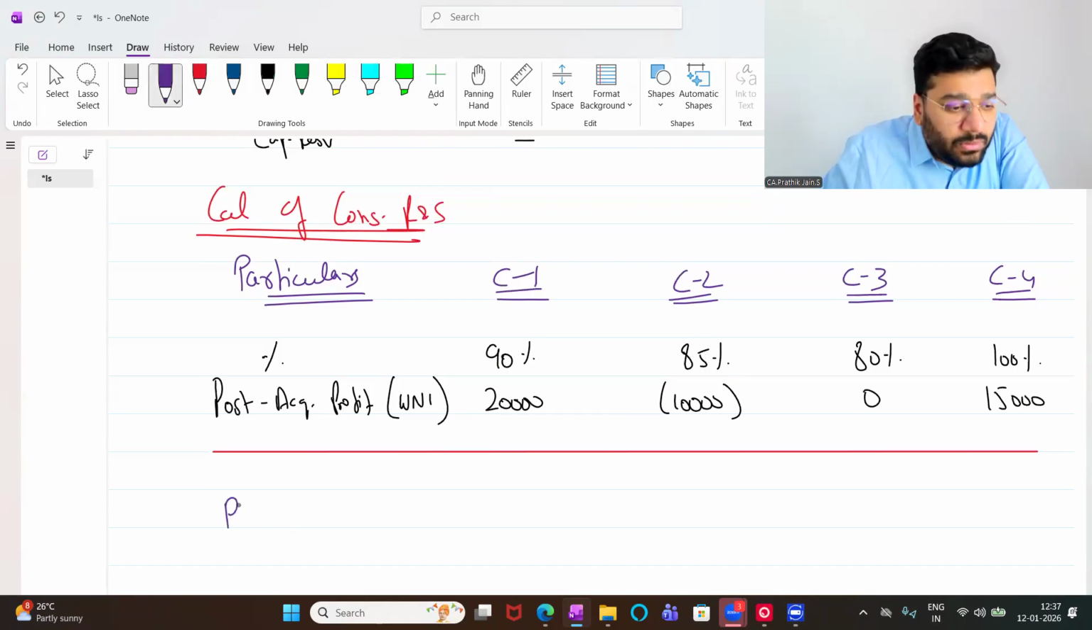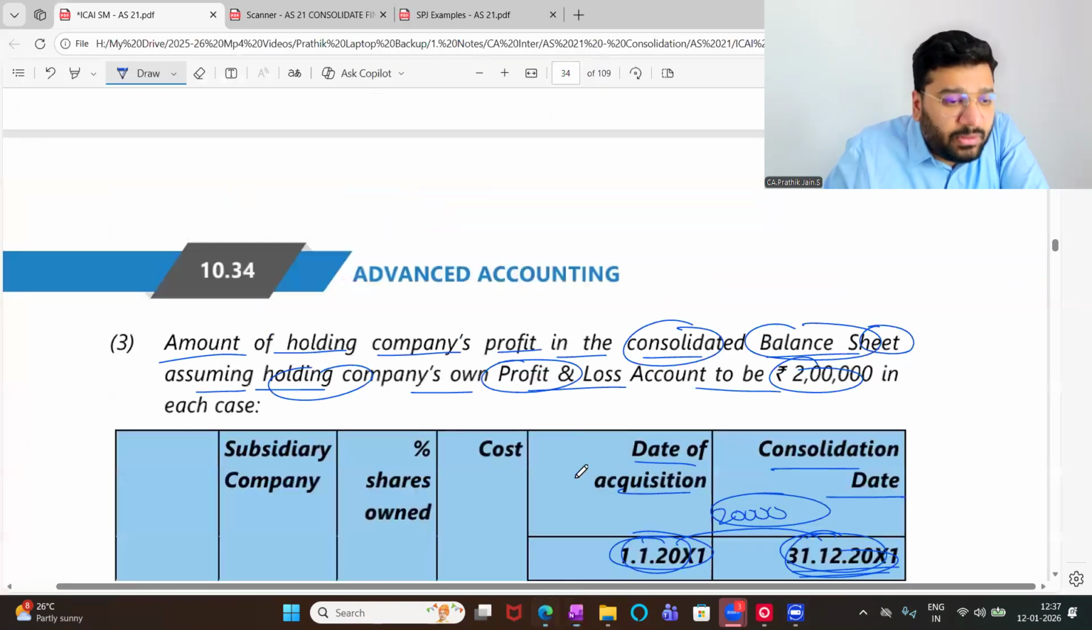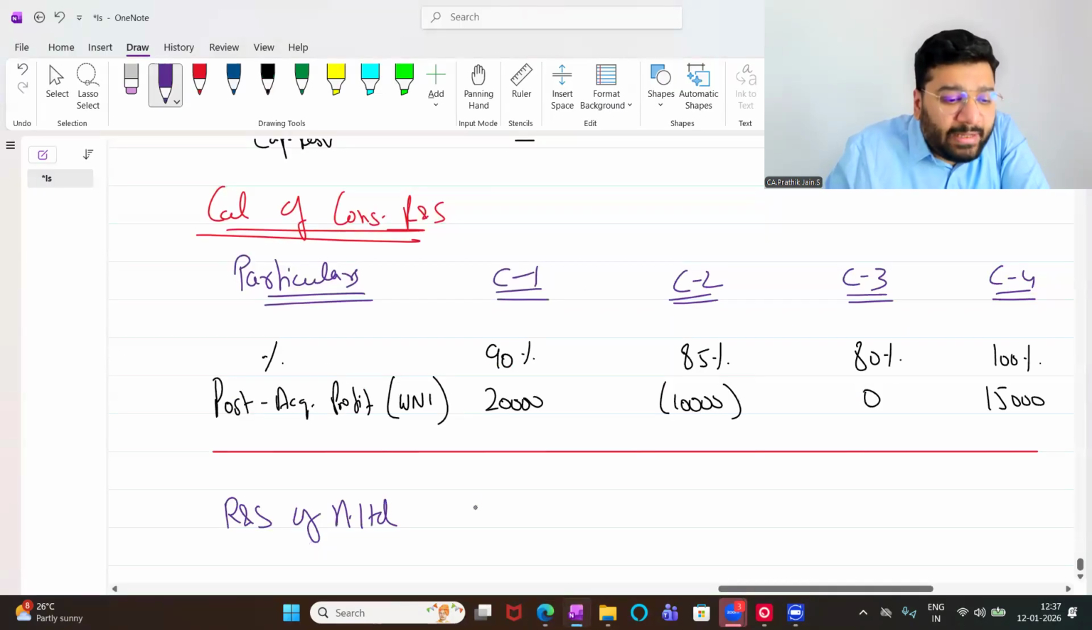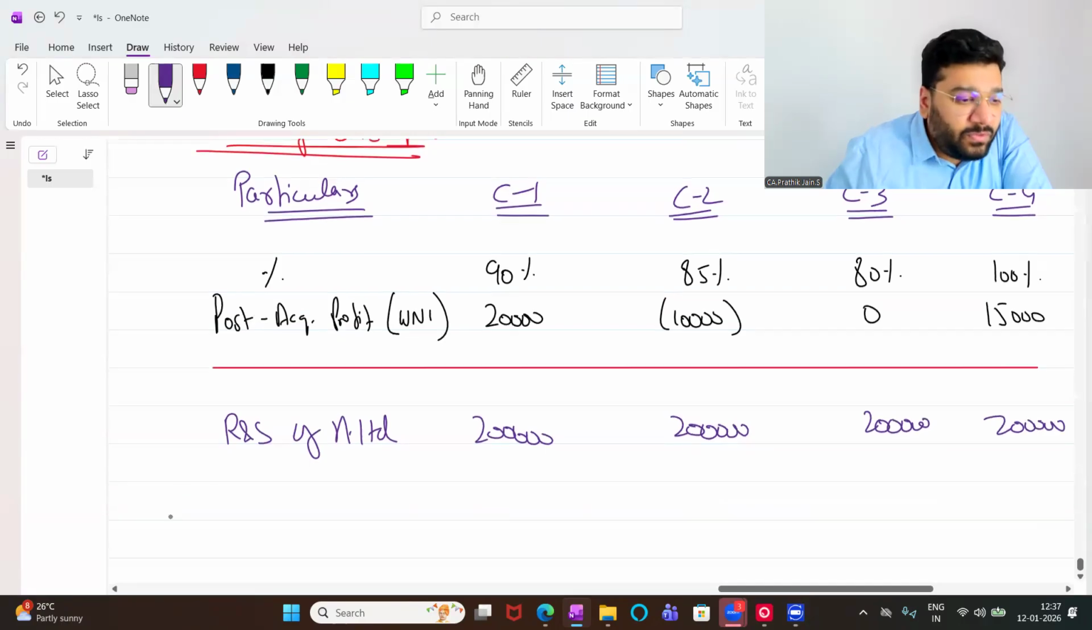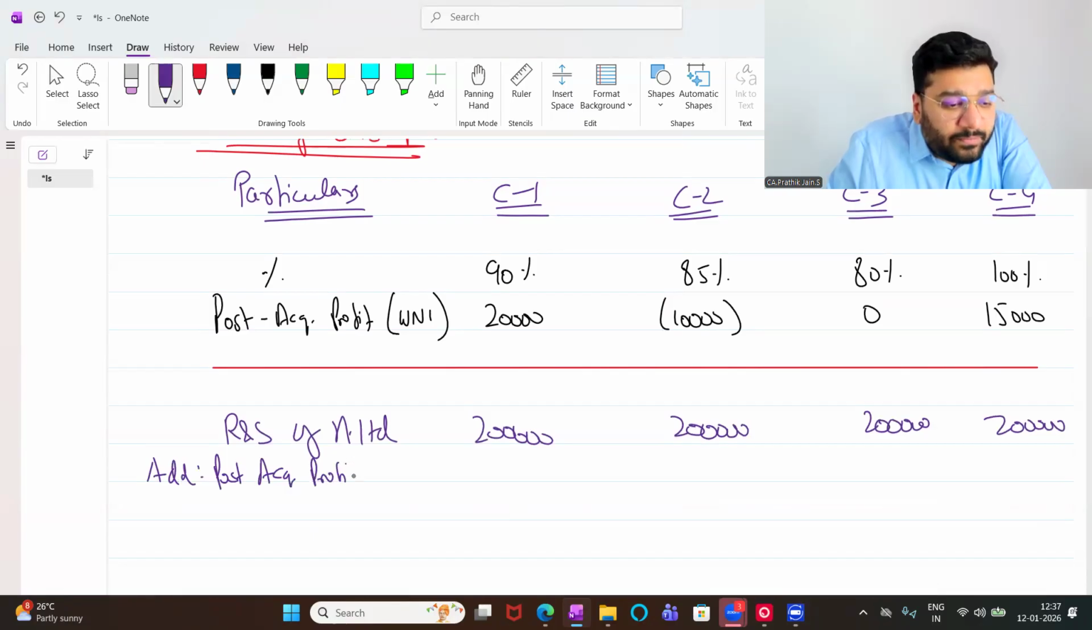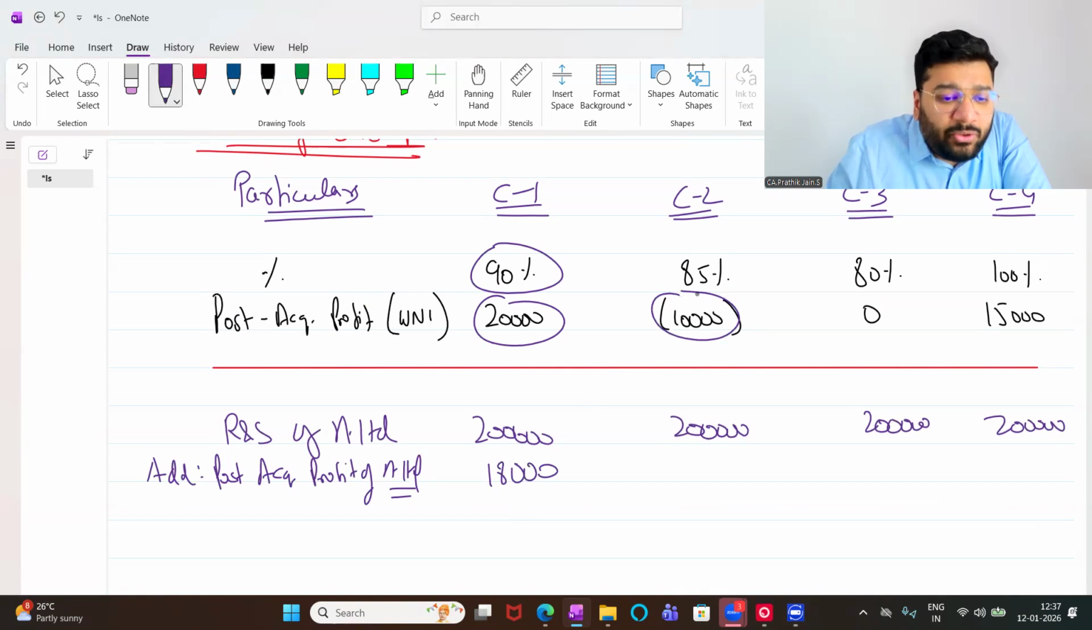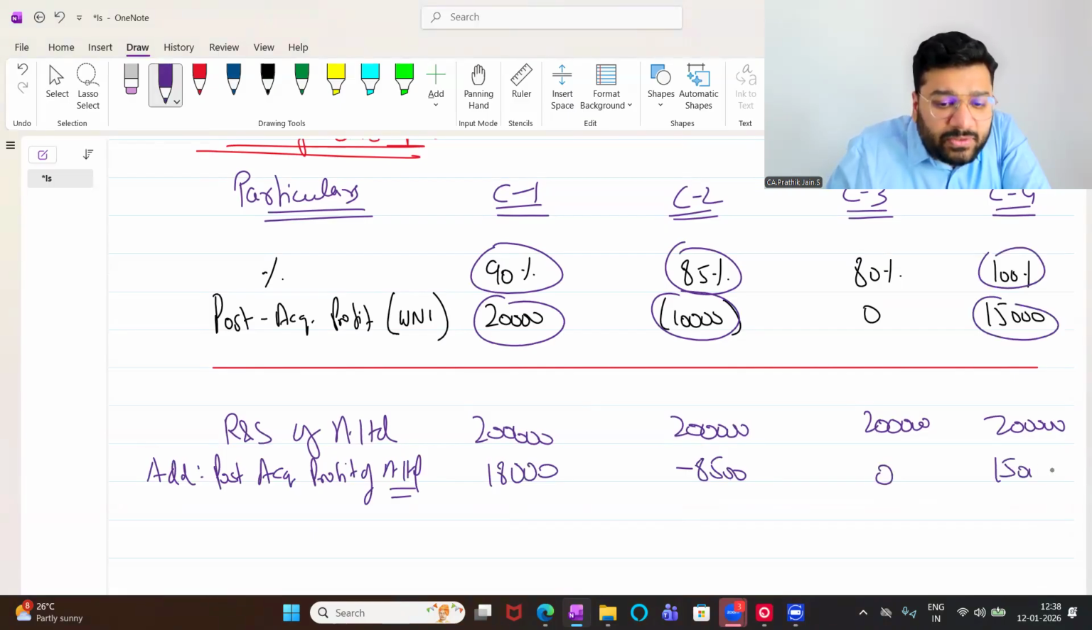Now, reserve and surplus of H Limited. The question says that the holding company's profit will be 2 lakh in each case. So can I put 2 lakh, 2 lakh across? 2 lakh, 2 lakh, 2 lakh, 2 lakh. With this add post acquisition profit of H Limited, which is how much? 20,000 into 90%, 18,000. 10,000 into 85%, negative 8,500. 0. 15,000 into 100%, which is 15,000.